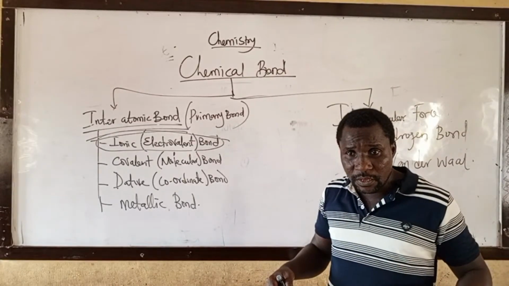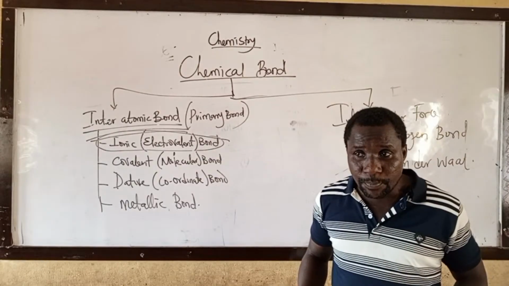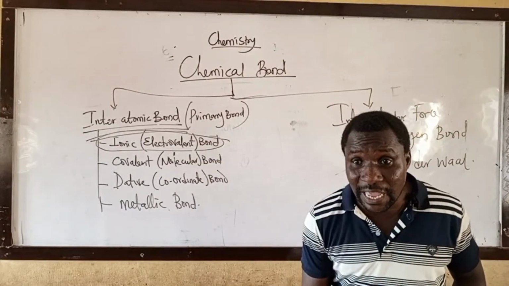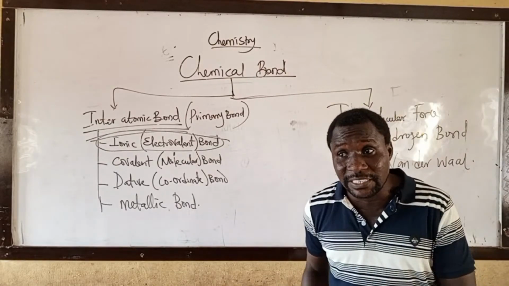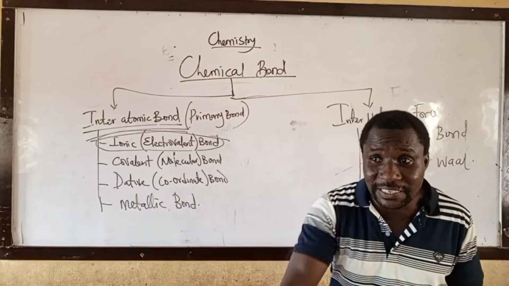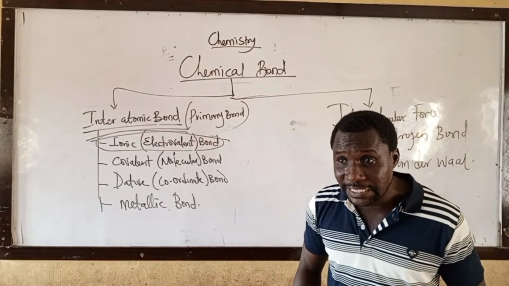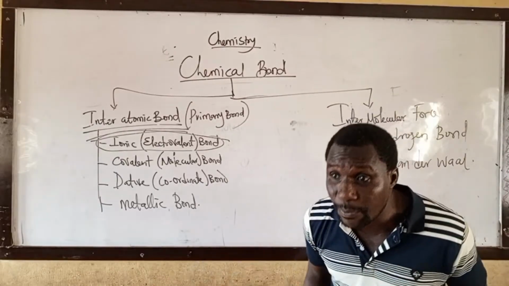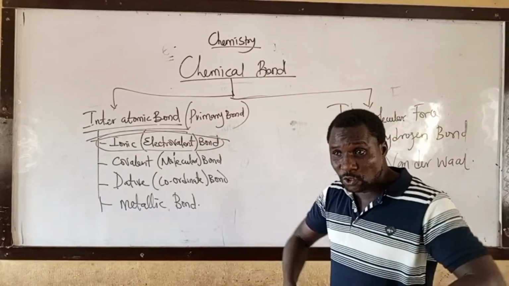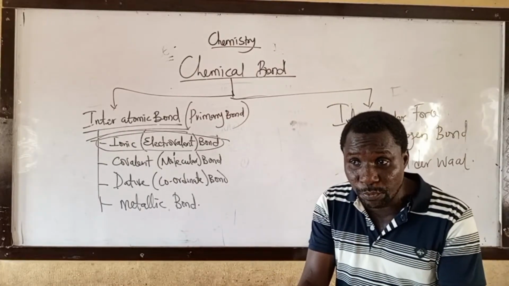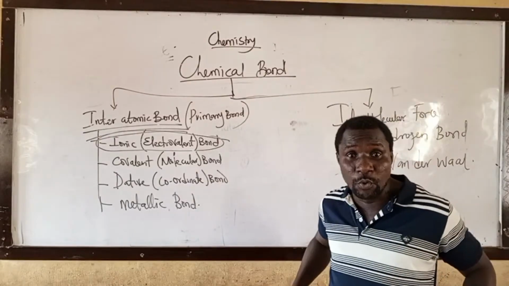If you transfer money, what happens? Somebody will be debited and someone will be credited. Someone that is debited is losing, someone being credited is gaining. The same thing: it involves transfer of electron. One atom will be losing, and another atom will be gaining.